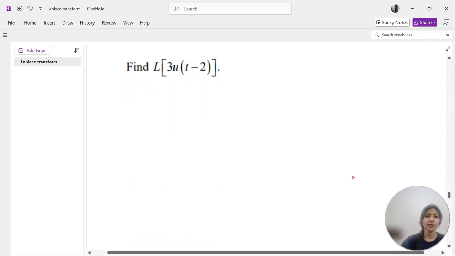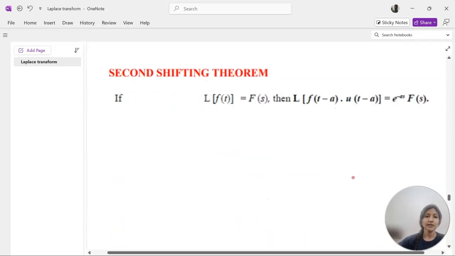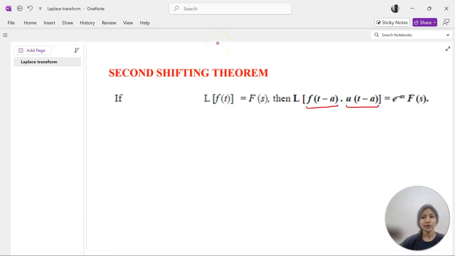So we can solve it by definition only. This is the second shift theorem. It involves the unit step function. Now here there is a product of a function of t minus a with the unit step function of t minus a. And then it is giving you e to the power minus a s times capital F of s. Capital F of s is what? It is Laplace of f(t). Right? So here you can see f(t minus a) and u(t minus a), they are both functions of t minus a.